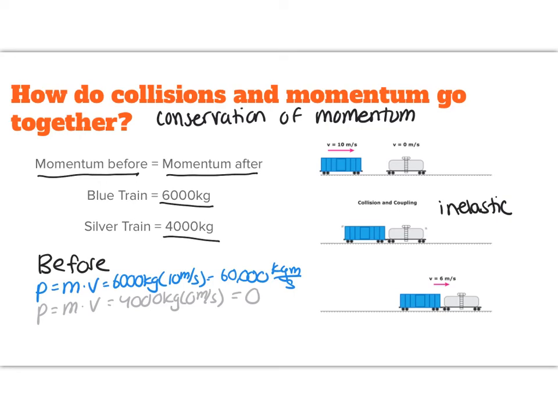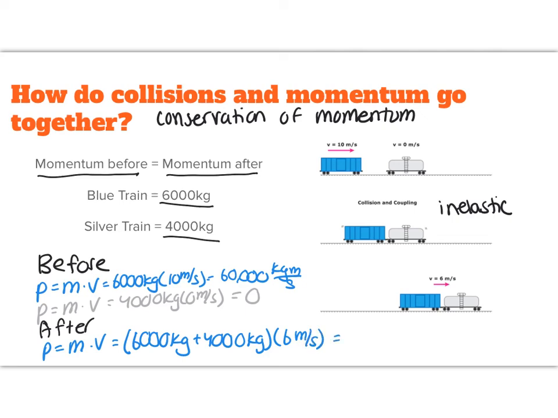Now, since this is an inelastic collision, at the end, they combine. So let's see if this all matches up. So afterwards, same thing, I have my equation. Now my mass is now combined. Think about why it's combined. Well, because it's now one whole unit that is moving, okay? And 6 meters per second, okay? So if I do the math here, I'm going to have 10,000 kilograms times 6 meters per second, which, guess what, is going to give me 60,000 kilograms meters per second.